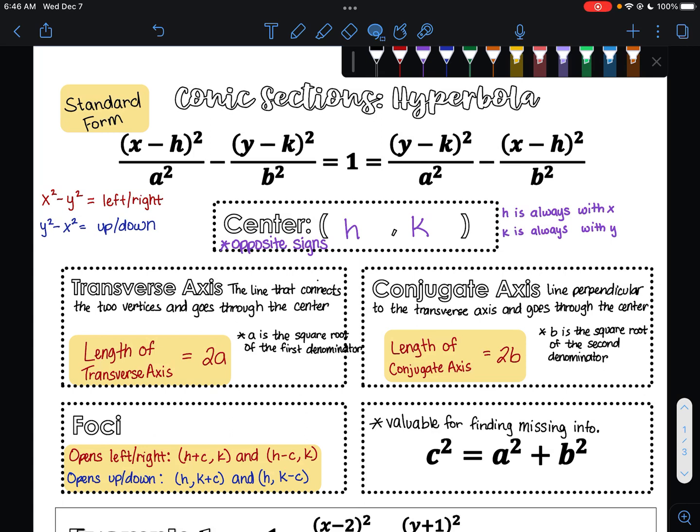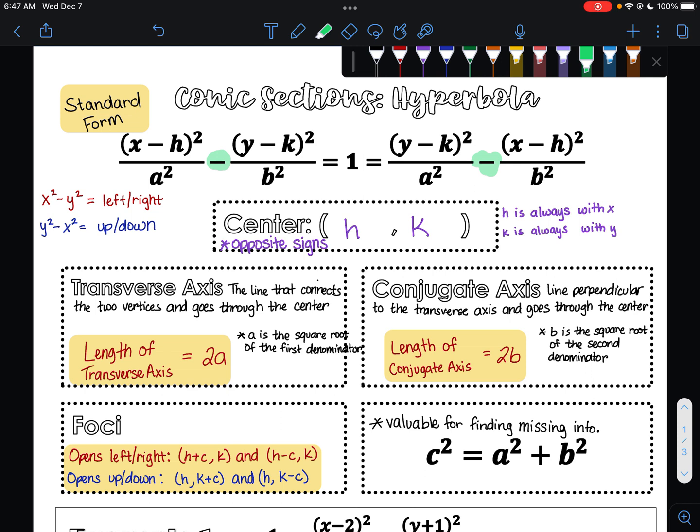Hi everyone, this video is going to be over conic sections, the hyperbola. So what we have here is we're given the standard form, and they're both set equal to 1, but what we need to pay attention to is now that there is a minus sign in the middle. So when x squared comes first, then the hyperbola is going to open left and right. When the y squared comes first, it's going to open up and down.